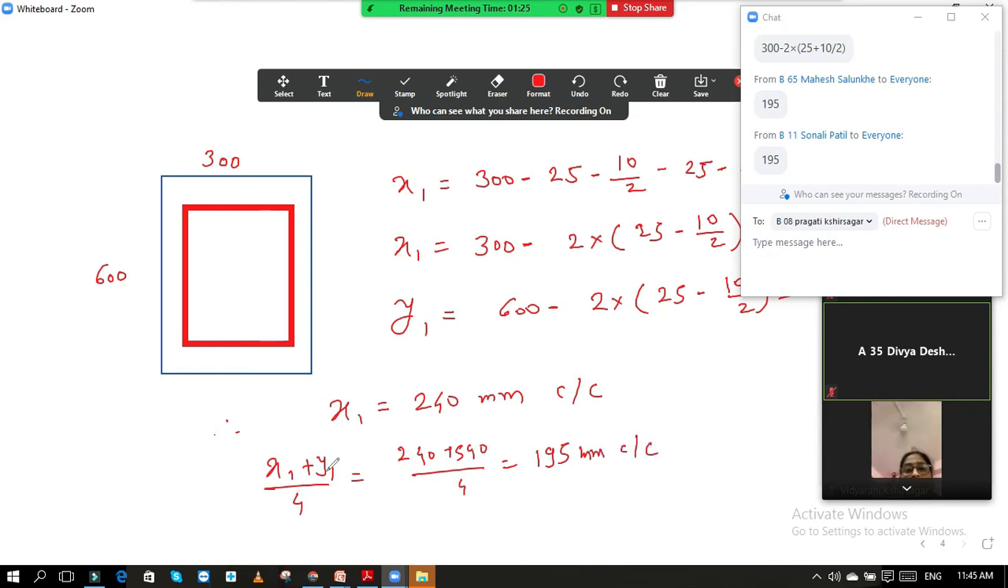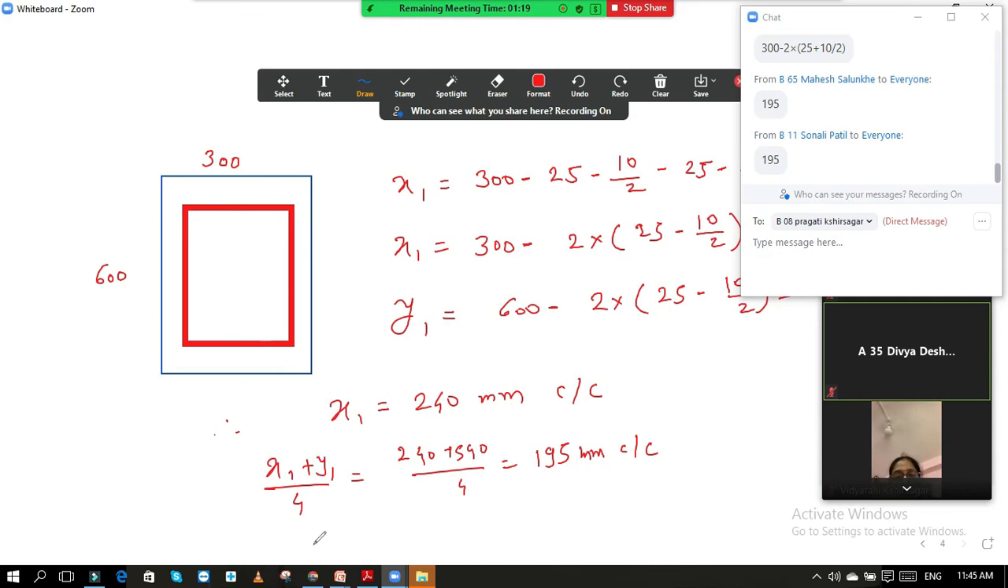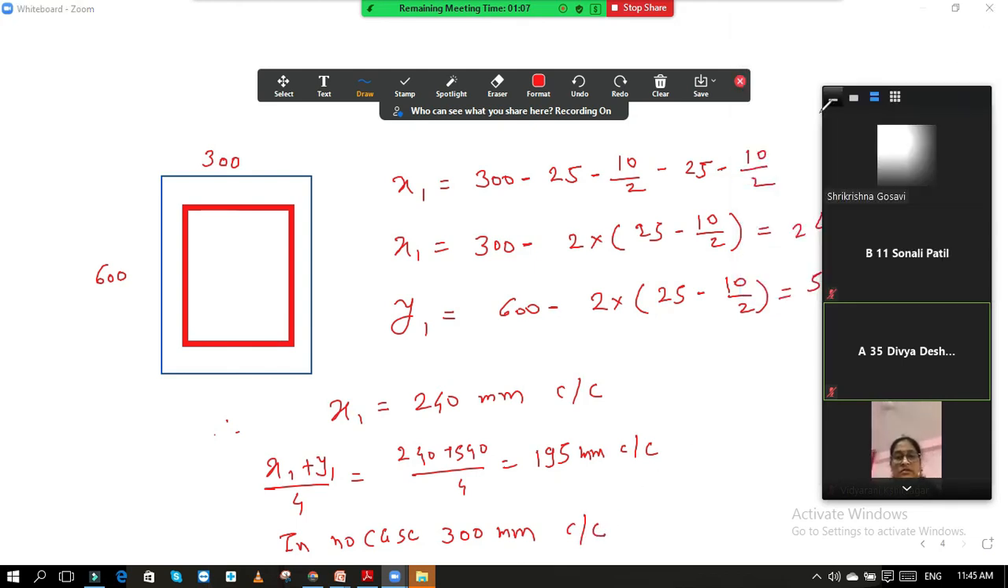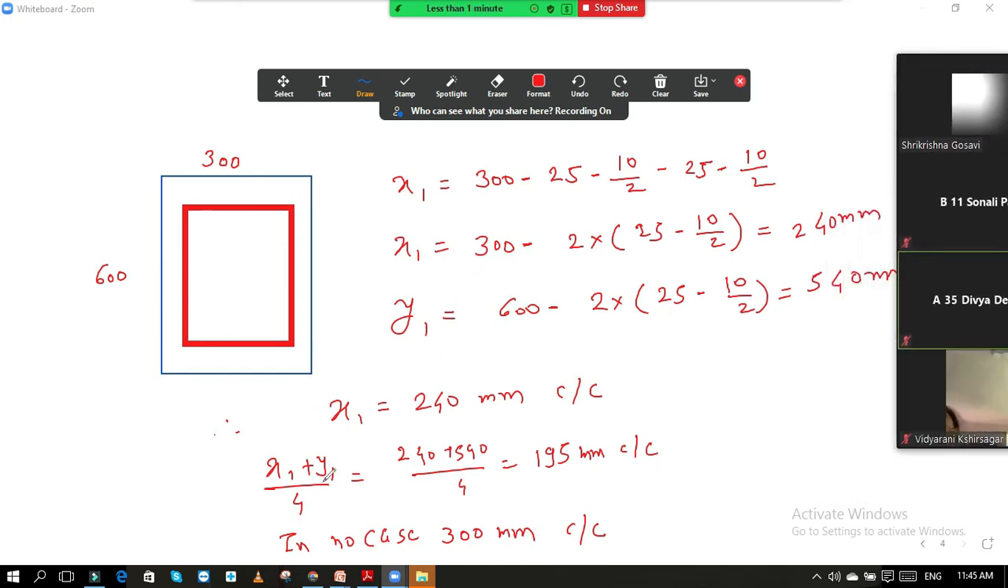So now here you can see x1 is there, x1 plus y1 by 4 is also there. Now what is the last thing? Last thing is, in no case it should be more than 300 mm center to center. Okay. So now if you see over here, what we have considered now, x1, y1, x1 plus y1 by 4, and in no case it is 300 mm.